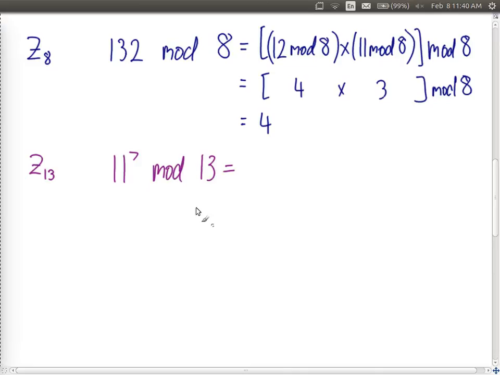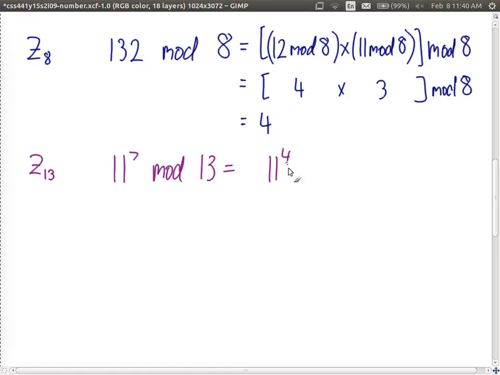So one approach to this is to think, right, let's make this number smaller. 11^7 = 11^4 × 11^3. Or, even better, now let's stick with that. 11^3, I'm not so good at my multiplication, so even that's too big for me. Maybe we can split that up.